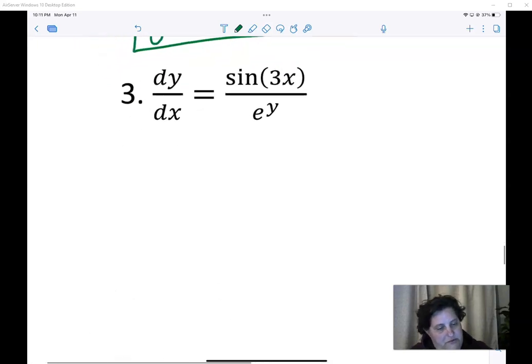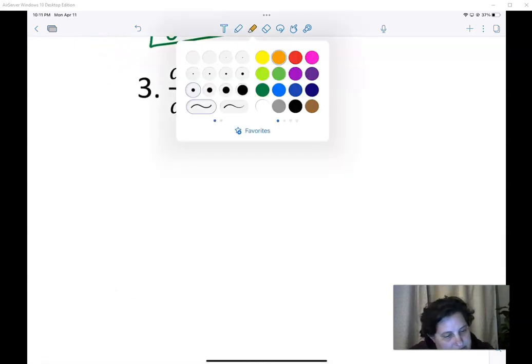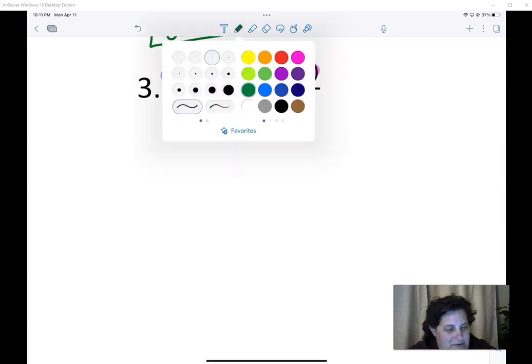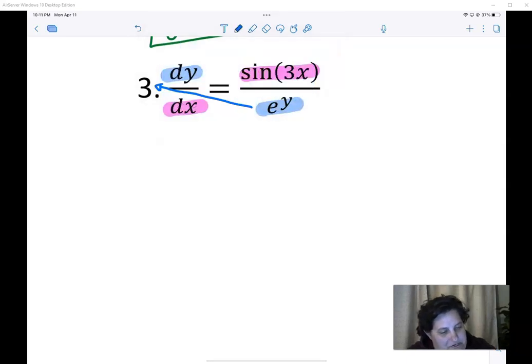Oh, no, 2 more. All right, sweet. 2 more differentials here. dy over dx equals e to the y, sine 3x. This one's really kind of like cross multiplying. If I just bring this up here, and I just bring this up here.